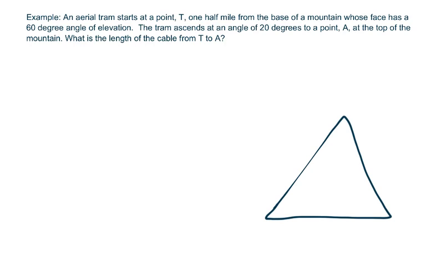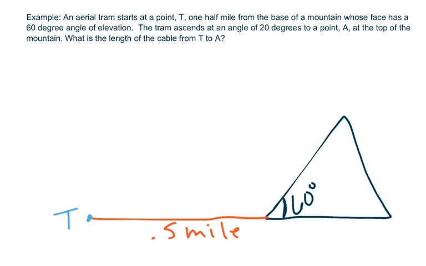It says in the problem it has an angle of elevation of 60 degrees, so I'm going to call this angle right here 60 degrees. And then my tram starts 1/2 mile away, so this distance here is 1/2 mile. And this down here is going to be my point T, that's where the tram starts. And the tram goes way up here to point A at the top of the mountain. So this long side right here is going to be the length of my cable. That's what I'm looking for.